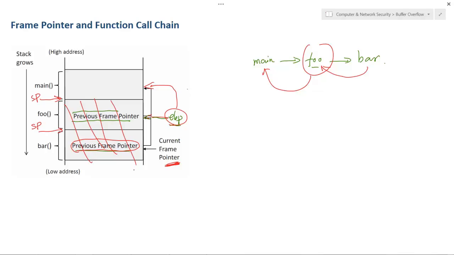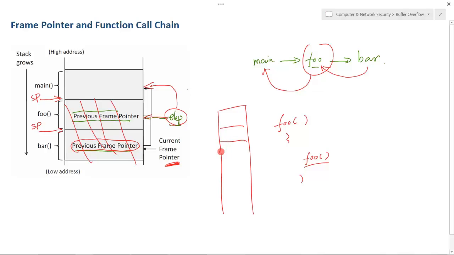If you have a recursive call, if you are inside foo and you call foo again, every time you call foo, a new frame is going to be created. So on this stack, you're going to have a lot of frames created for the foo function. Each of them has its own local variables and its own arguments. They will not be the same. But every time you return, it's going to roll back.